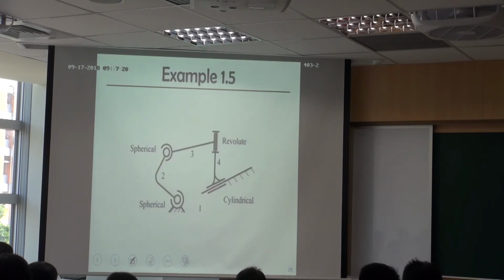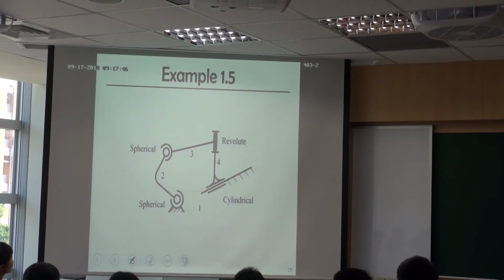Okay, so let's try an example. This one is a spatial mechanism. It's also a 4-bar mechanism, but we call it a spatial 4-bar mechanism. We also have a ground link, and it labels all the links here. We label the ground link as number 1, and there are links 2, 3, and 4. So 4 links in total.